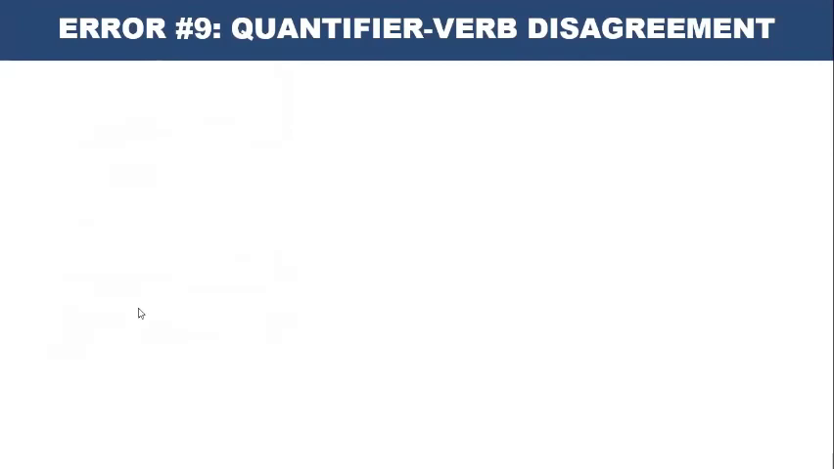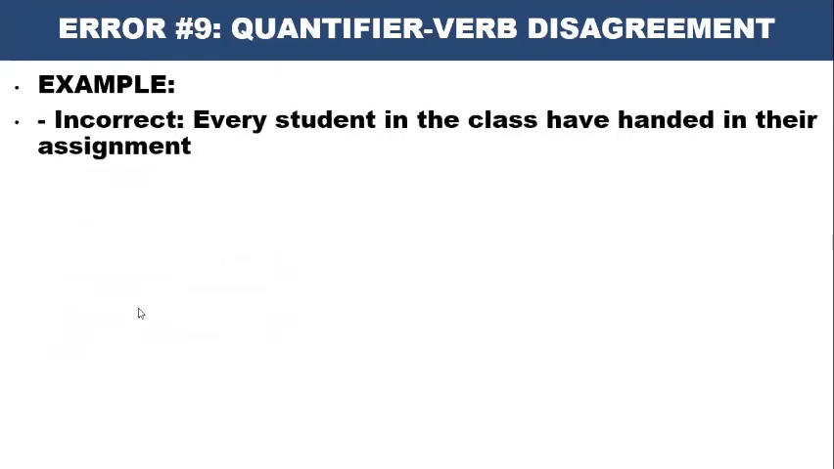Error number 9, quantifier-verb disagreement. This kind of error occurs when quantifiers are used with the plural verb. Quantifiers are words such as each and every. They are always singular and should be followed by a singular noun and a singular verb. Now, let's look at some examples to make them clearer.